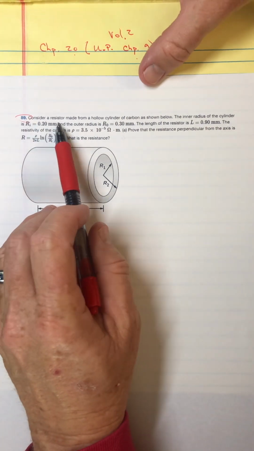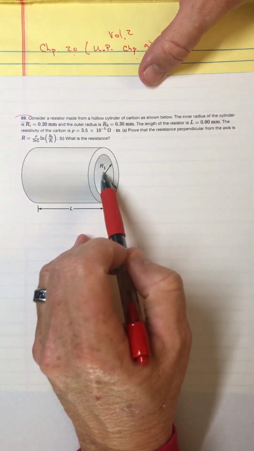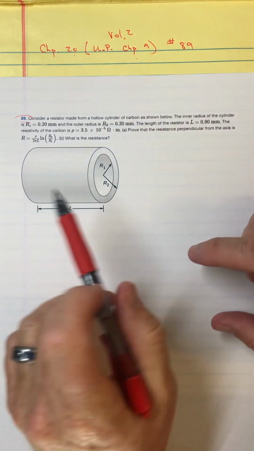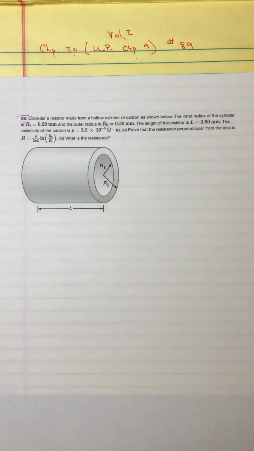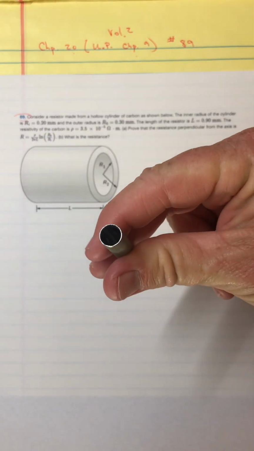It says, consider a resistor made out of a hollow cylinder. And so here is the cylinder on its side. Let's see if I have anything to kind of model it. Usually I keep some little toys around here. I thought I had a cylinder somewhere. Oh, there it is. Okay. And so maybe it's looking a little bit like this cylinder.